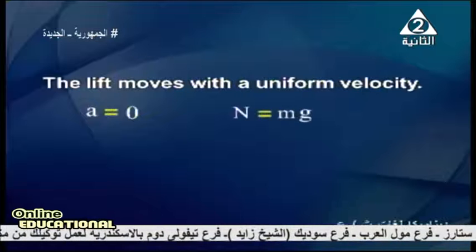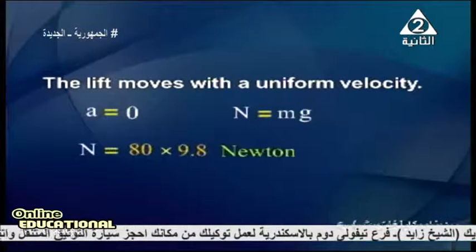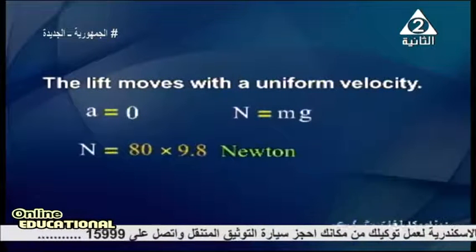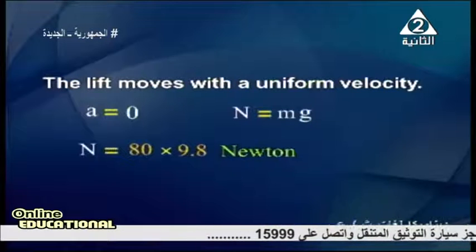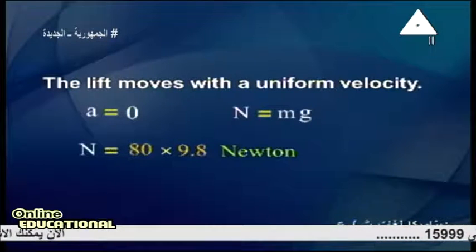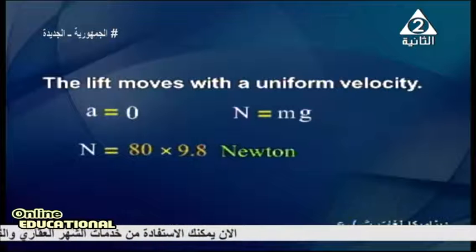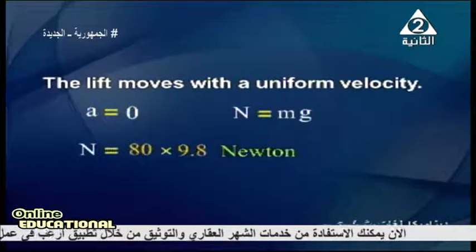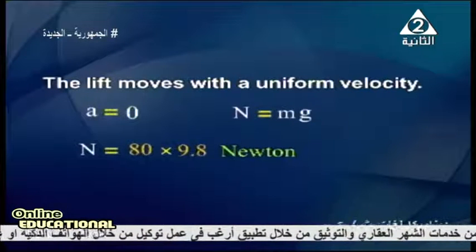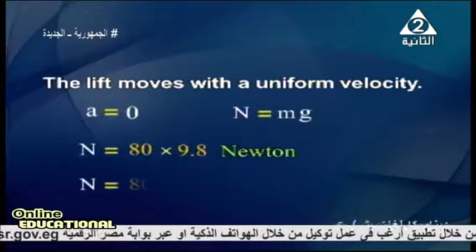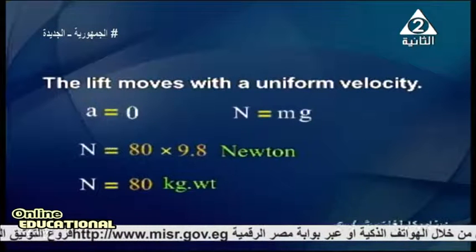The second case, the lift is moving with a uniform velocity. Uniform velocity, then the acceleration of the motion equals 0, and N equals mg. N equals m, the mass of the man, which equals 80 kilogram, multiply g, the gravity, equals 9.8 meter per second square. Then N equals 80 times 9.8 Newton. Divided by 9.8, then N equals 80 kilogram weight.